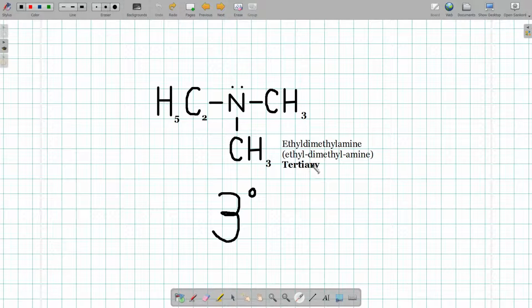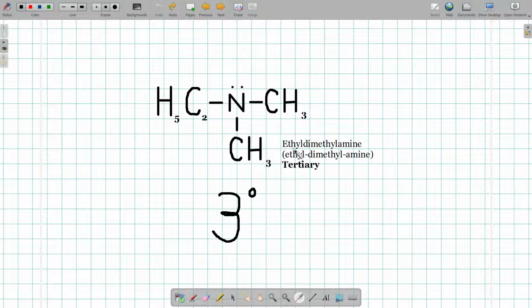tertiary amines. Tertiary amines is when all three of the hydrogens from the ammonia have been replaced by R groups. So here I've replaced one hydrogen with a methyl, another hydrogen with a methyl, and we've replaced the last hydrogen here with an ethyl. If you're going to name this, it would be ethyl dimethylamine.